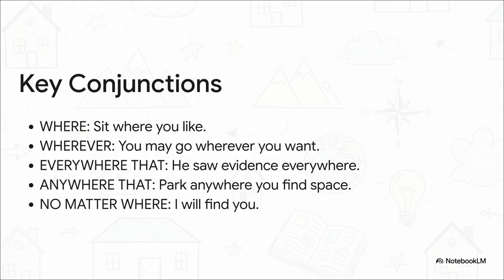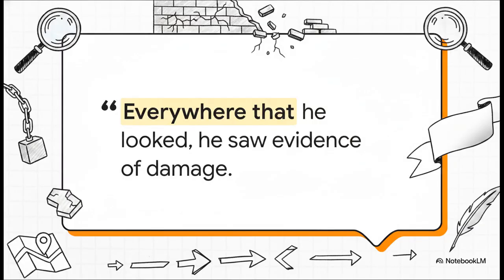And finally, no matter where is an advanced extension that emphasizes absolute certainty, regardless of the location. Listen to this sentence for a second. Everywhere that he looked, he saw evidence of damage. Think about how much more impactful that is than just saying he saw damage everywhere. Using the formal conjunction everywhere that forces you to create a full dependent clause, he looked, and that drastically elevates the academic tone and the narrative weight of the entire statement.